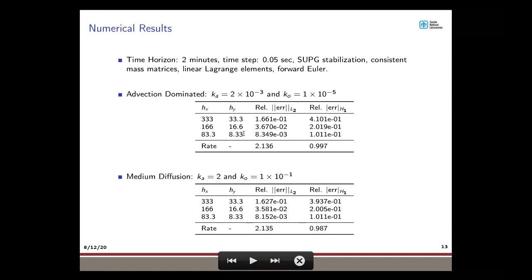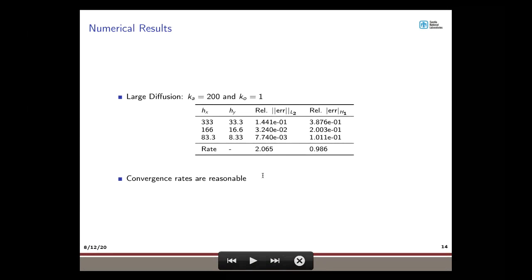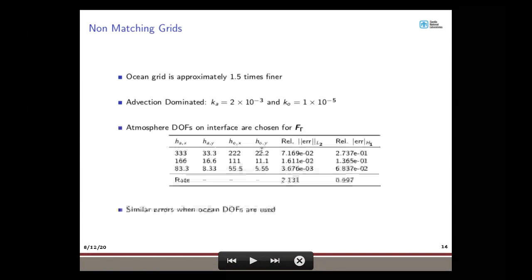And so for advection dominated, you get second order in the L2, you get first order in H1. And this continues throughout all the diffusivities I choose, with the most physically realistic ones probably being these here, this medium diffusion. And of course for the large diffusion you see similar rates. And then I say, okay, these are all for matching grids, where the grid resolution is the same on both sides in space. Now, what happens if I use non-matching grids? So I still get good convergence rates.